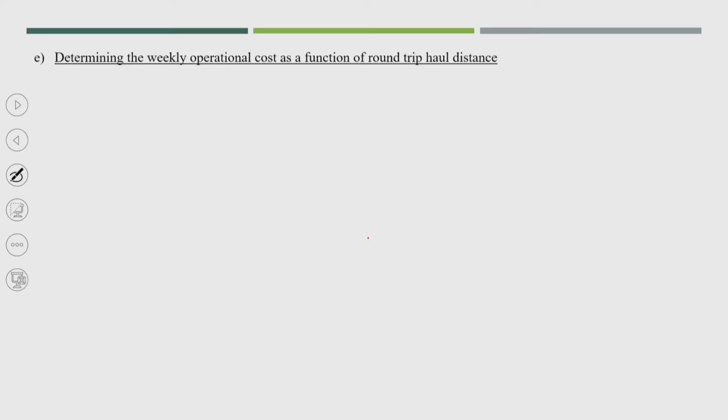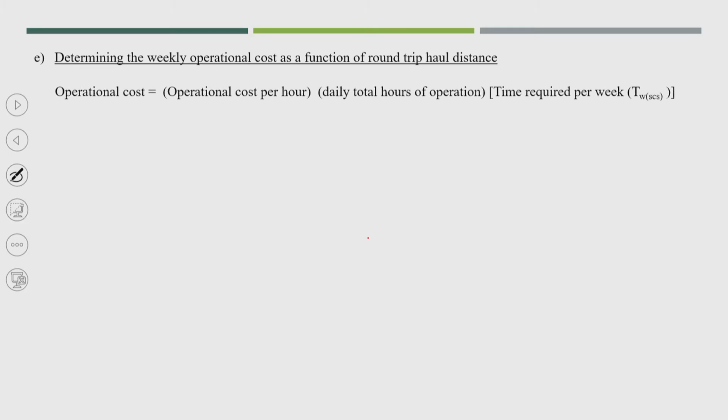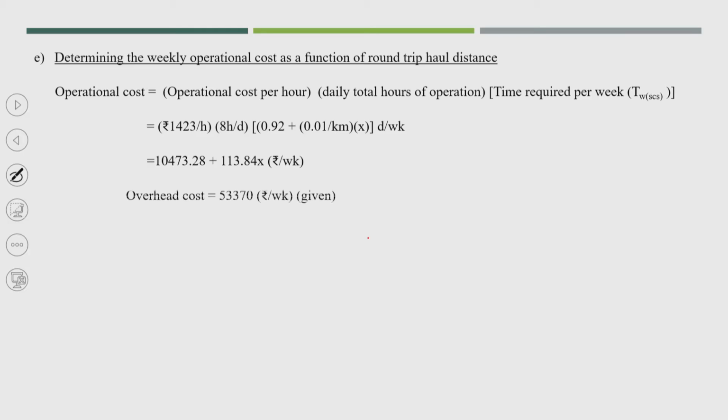Now, we will determine the weekly operation cost, which is a function of round trip haul distance. In the same way we can calculate the operation cost: per hour cost multiplied by daily hours of operation and multiplied by the TW value for the stationary container system. The same way it is calculated, and it comes to be 10,473.28 plus 113.84 x value.